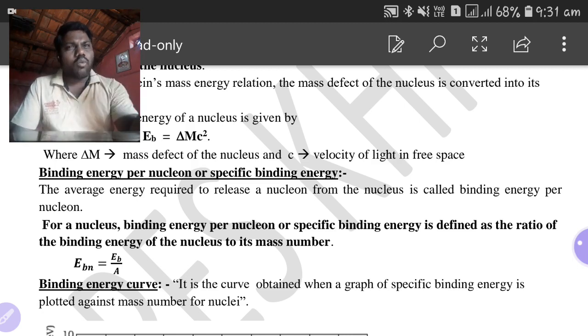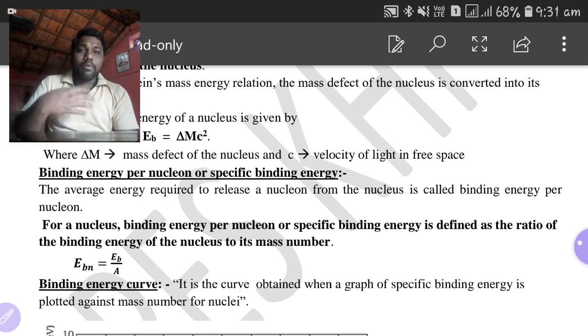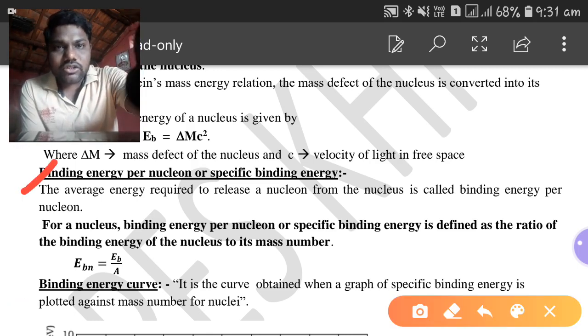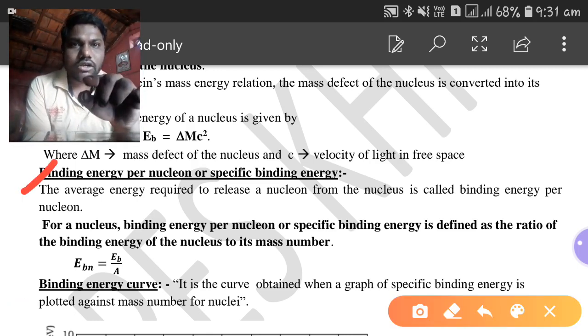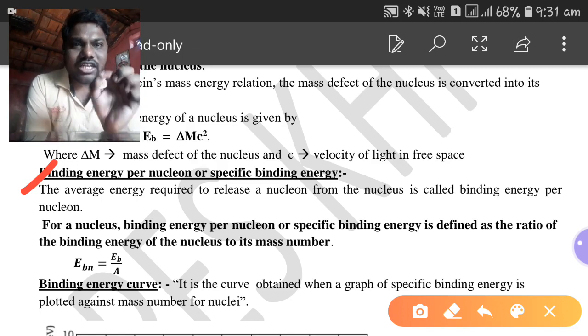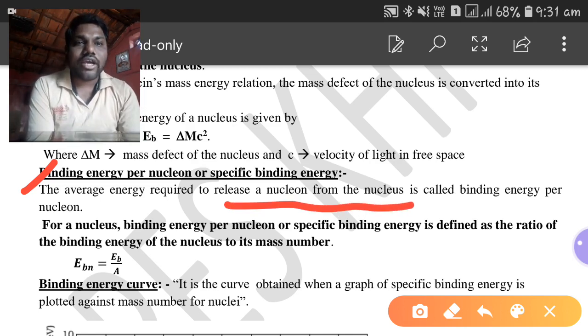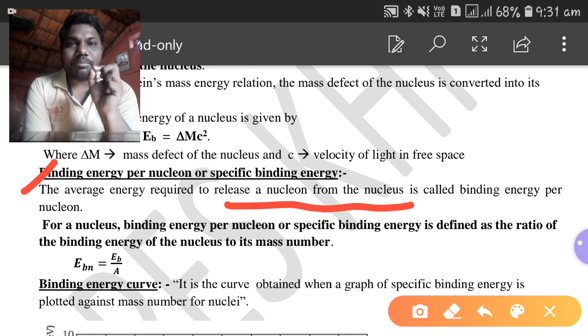One proton or one neutron: the amount of energy to separate one neutron from its nucleus, or one proton from its nucleus. That is binding energy per nucleon, or specific binding energy. The definition is given here. The average energy required to release a nucleon from the nucleus is called binding energy per nucleon.